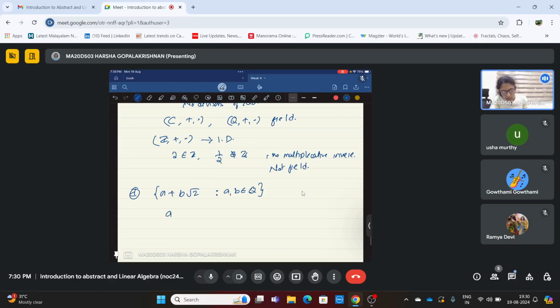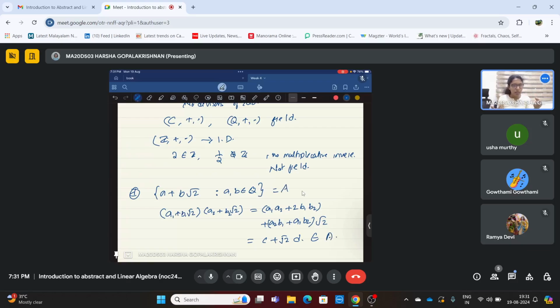For that you can check a1 plus b1 root 2 into a2 plus b2 root 2. What is this? What we will get is a1 a2 plus 2 times b1 b2. Okay, so I am just cross multiplying, and a2 b1 plus a1 b2 into root 2. This is again in the form of some c plus root 2 d. So this belongs to the given set here, right? Okay, that is why the closure property is satisfied.